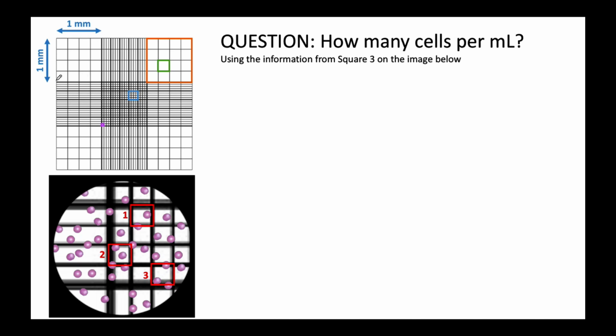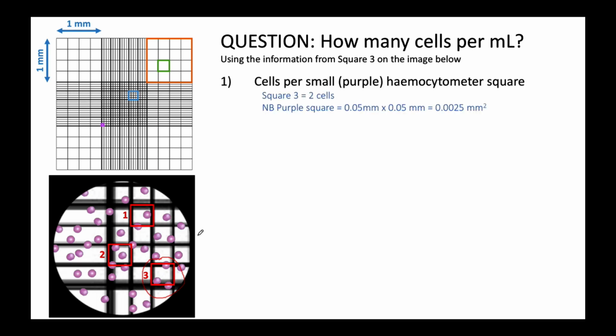Here we've got a square that we know is exactly 1 millimetre by 1 millimetre. So the orange square here is exactly 1 millimetre squared. That allows us to convert our microscope image into a volume, a density of cells. I'm going to use this square down here as my example. The first thing we need to do is to count the number of cells in the one square.